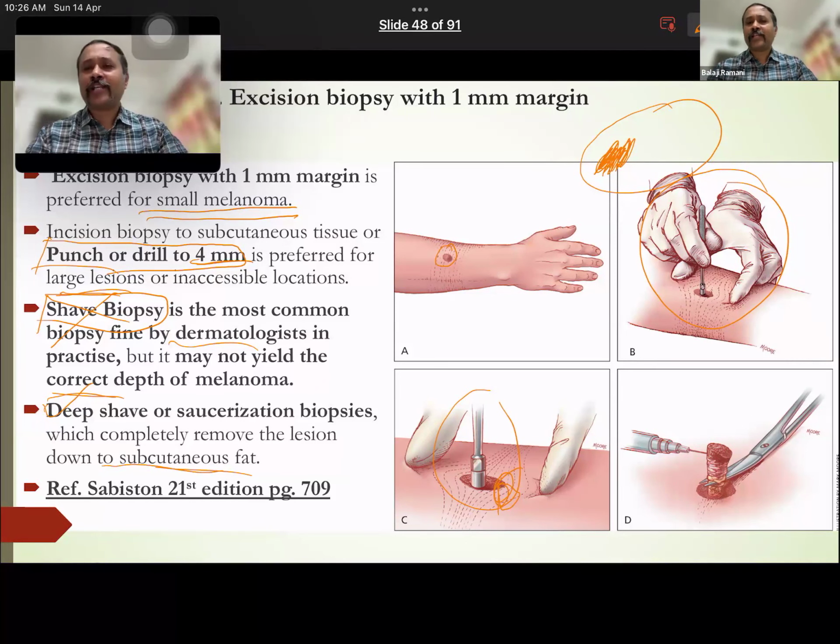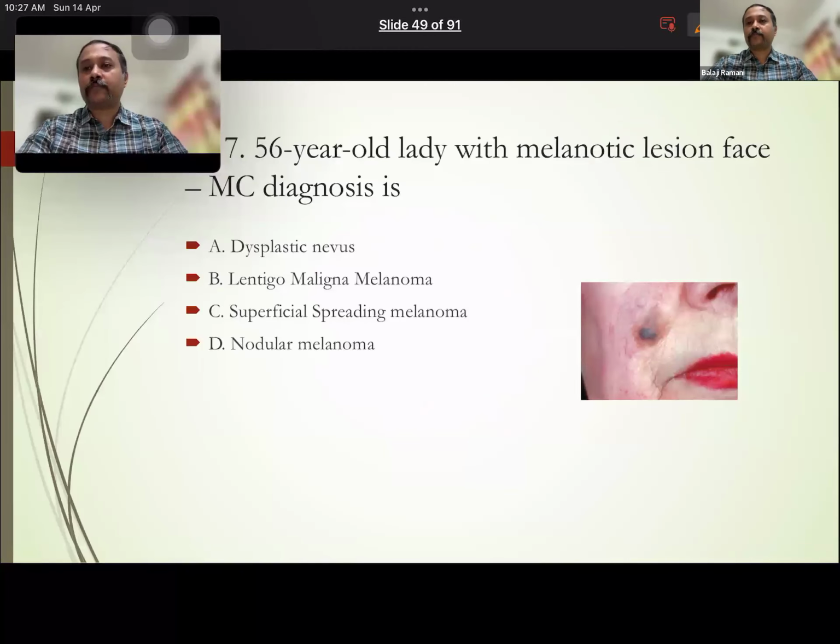So as far as the biopsies are concerned, whenever a lesion is less than or equal to 1 centimeter, then you can do an excision with 1 millimeter margins. Okay. All other lesions, you use a punch or a wedge or what you can call as an incision. Any of these, when it is given, you have to choose that as the option.